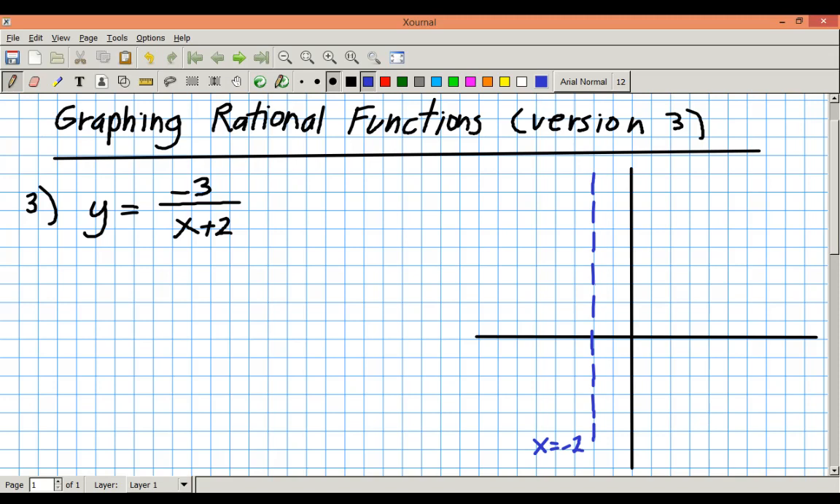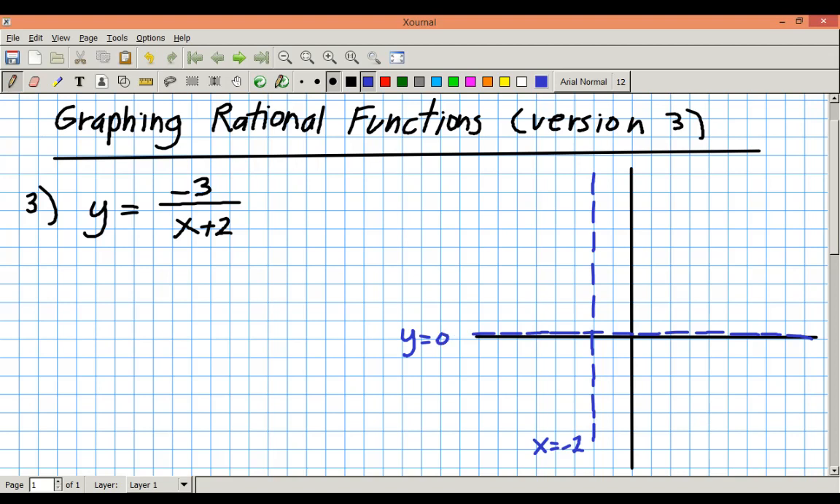Okay, horizontal asymptote, remember the degree of the bottom of the fraction is greater than the degree of the top, so we're going to have the x-axis as a horizontal asymptote. That equation is y is equal to 0 for the x-axis.